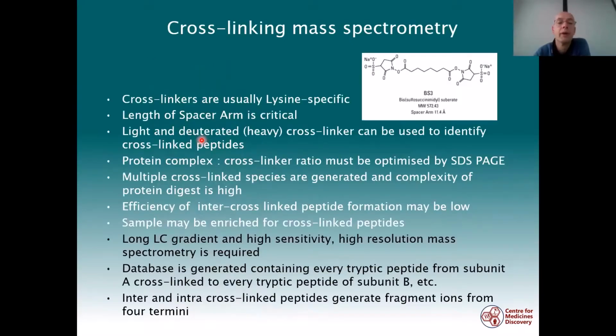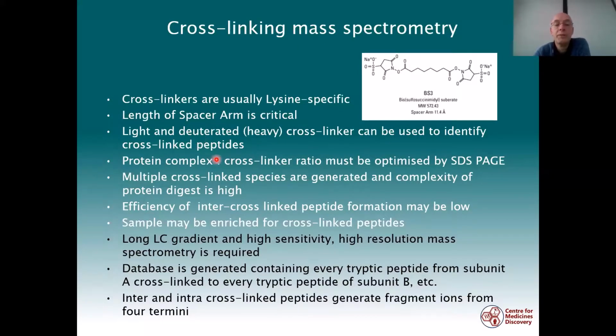So as I said, the cross-linkers have to be bifunctional. They're usually lysine specific. Here's an example of BS3. The length of the spacer arm is quite important because the two lysines that you are attempting to cross-link, if they are too close together or too far apart, this cross-linker obviously is not going to work. So as I said, we use the light and heavy deuterated cross-linkers to identify which peptides are the cross-linked peptides.